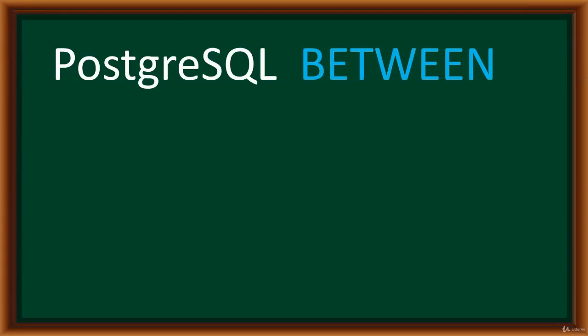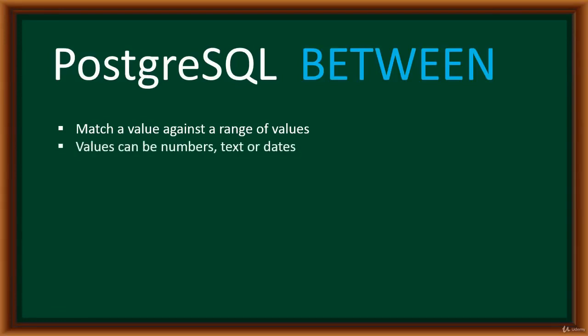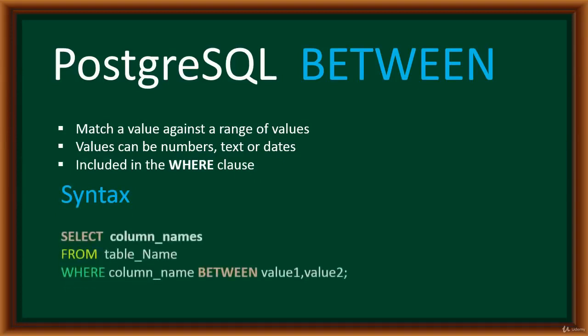In this lecture, I will show you how to use the Postgres between operator. The between operator basically is used to match a value against a range of values. The values it can match includes numbers, text, or dates. The between operator is usually included or defined within the where clause of the select statement.